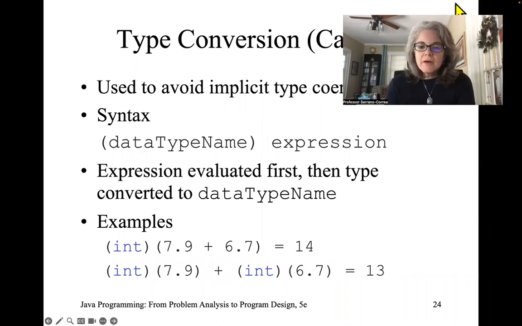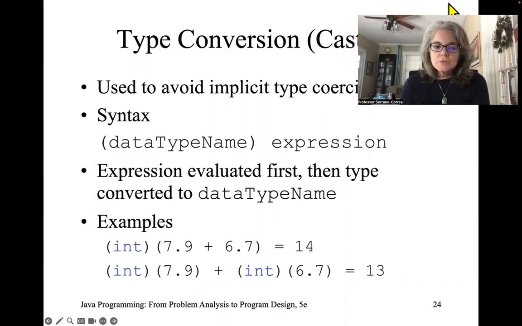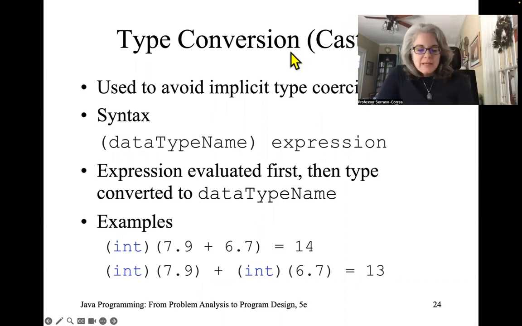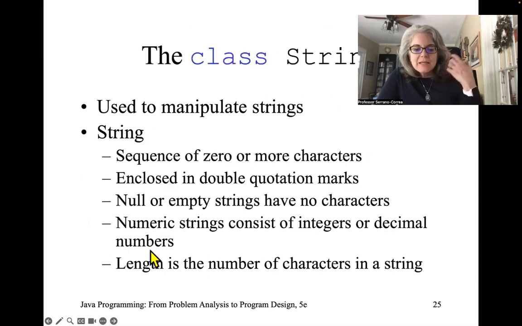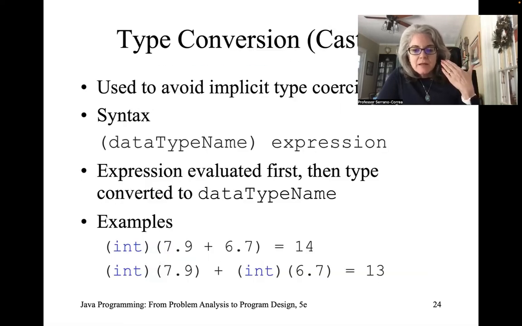So we also have an option to convert data. So for example, here, I can take this 7.9, add it to 6.7, and this is going to give me 14.6. But because I put int in front of it in parentheses, I'm telling it to take that 14.6 and convert it to an integer.